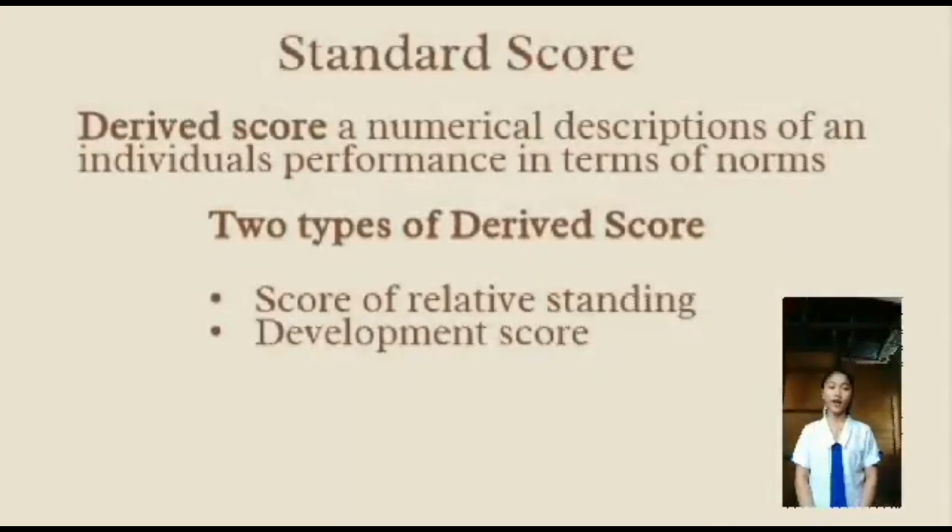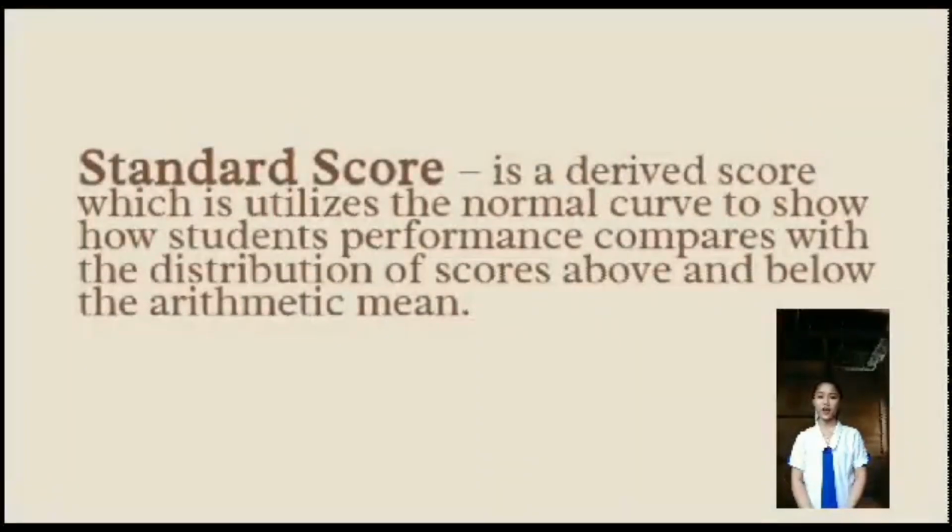Derived scores are numerical descriptions of an individual's performance in terms of norms. There are 2 types of derived scores. Number 1 is scores of relative standing, and the second is developmental scores. So a standard score is a derived score which utilizes the normal curve to show how student performance compares with the distribution of scores above and below the arithmetic mean.